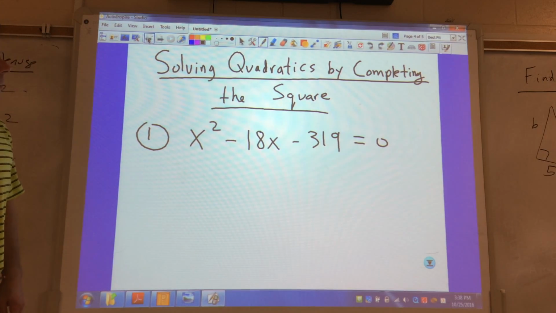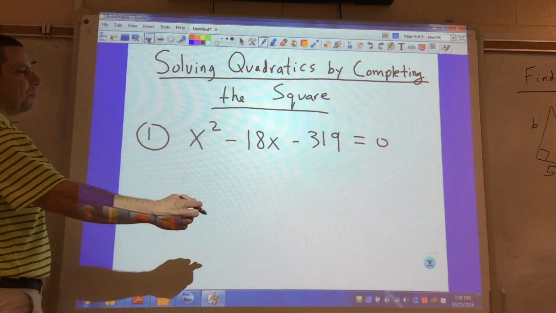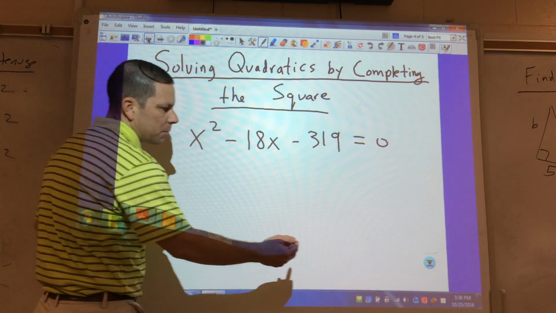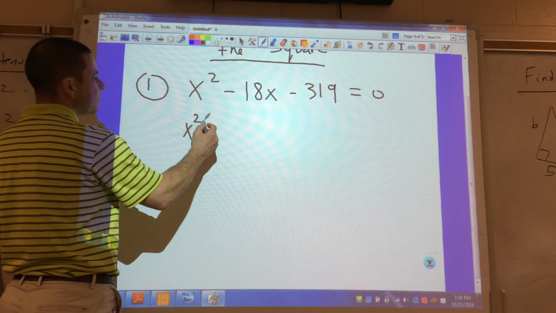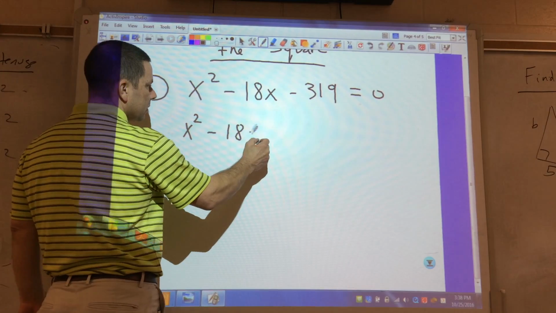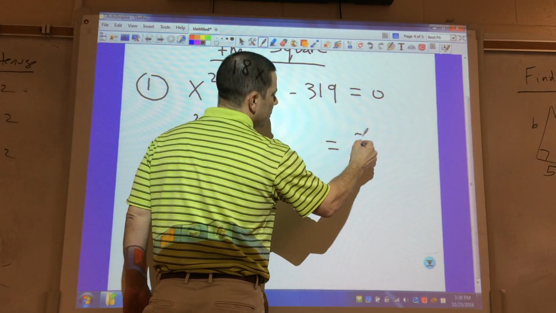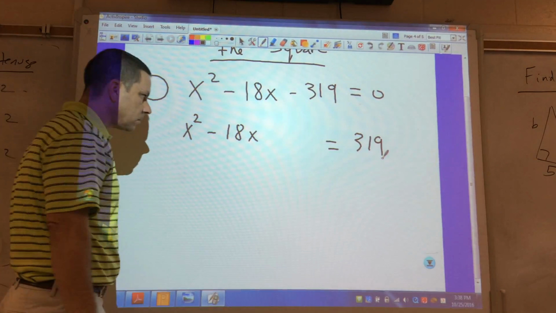So here we go. First, what we want to do is get the constant to the other side in this equation when we're going to use completing the square. And I encourage my students to do that step in their head. So we have x squared minus 18x equals 319.